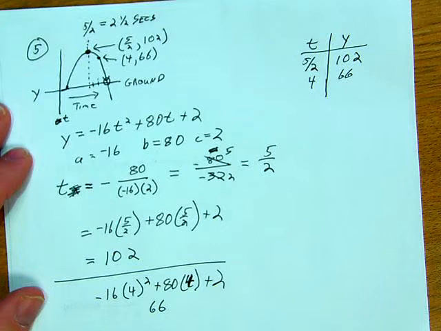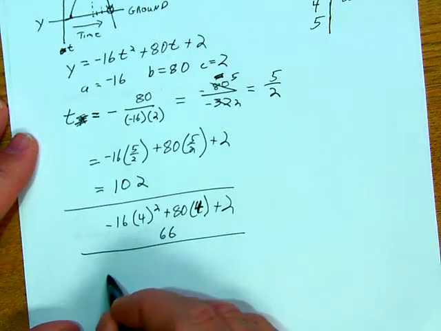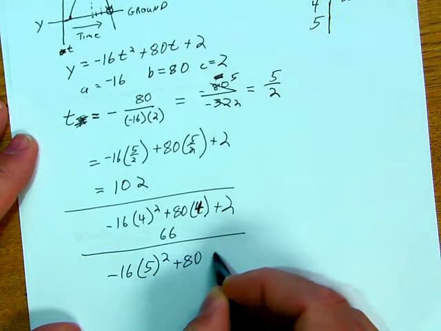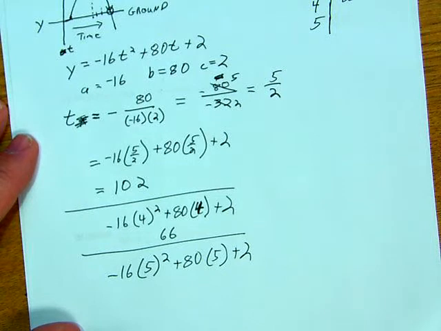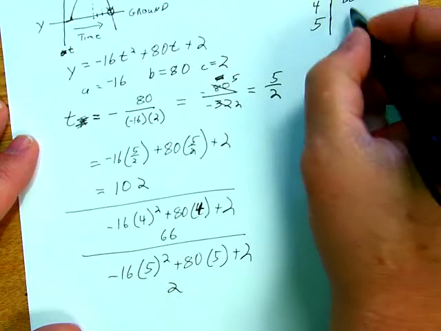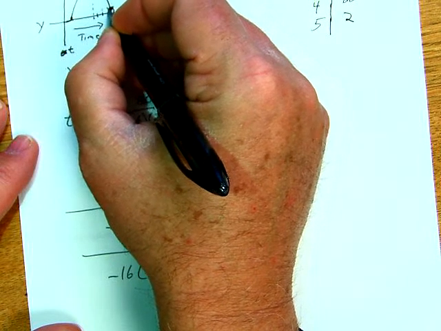So now let's try 5. Come down here and try 5. Negative 16 times 5 squared plus 80 times 5 plus 2. And that calculation comes out to be the number 2. So now we know at 5 seconds, we're about right there. We're not quite there yet.